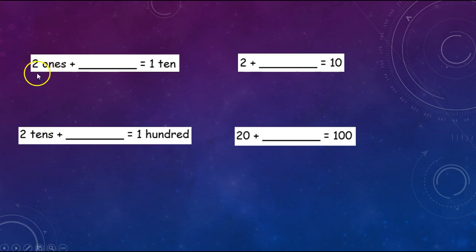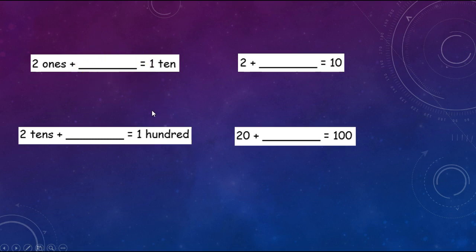So our first one here, it says 2 ones plus how many equals 10 ones. So the number sentence, it would look like 2 plus what equals 10. So if we have 2 ones, how many more ones do we need to get to 10? Let's count. Start at 2 and count up to 10. And let's see how many more ones we need to get to 10.